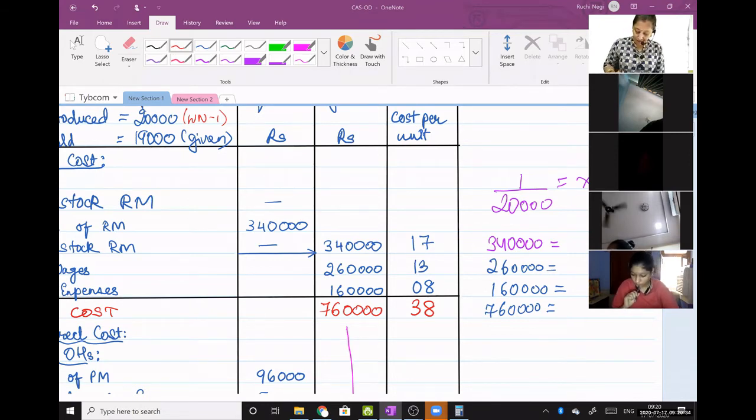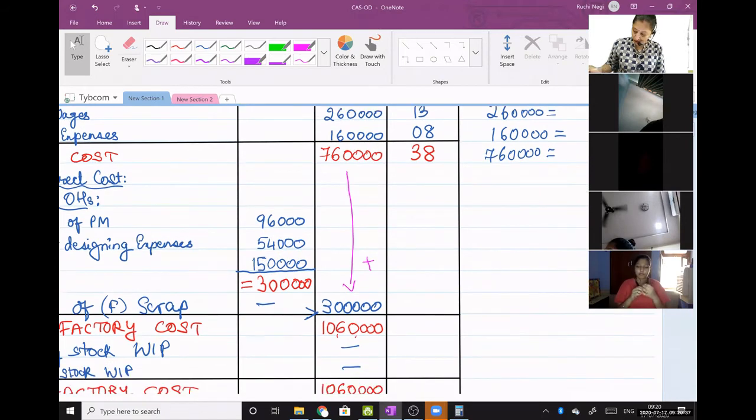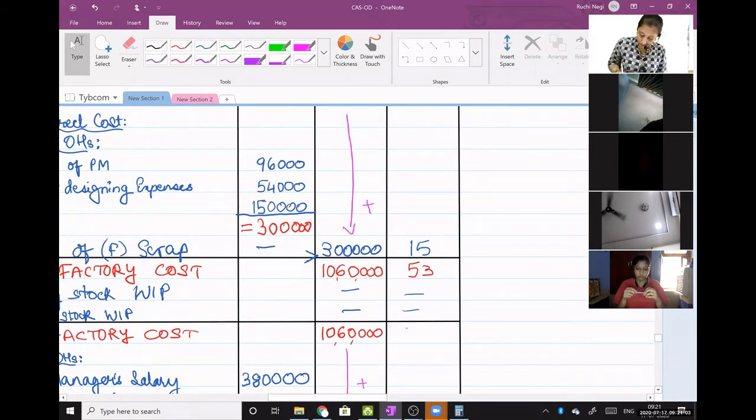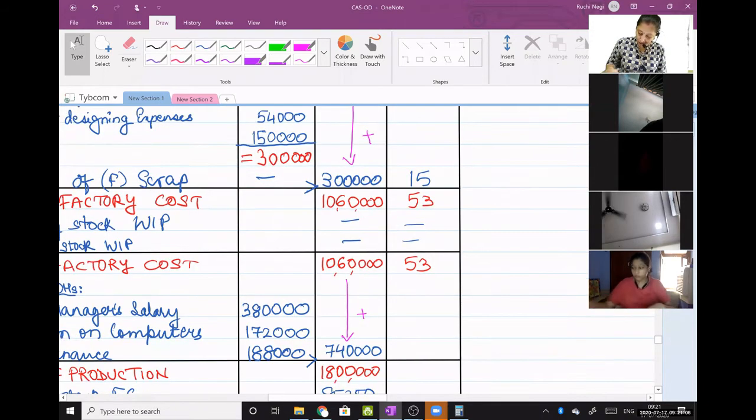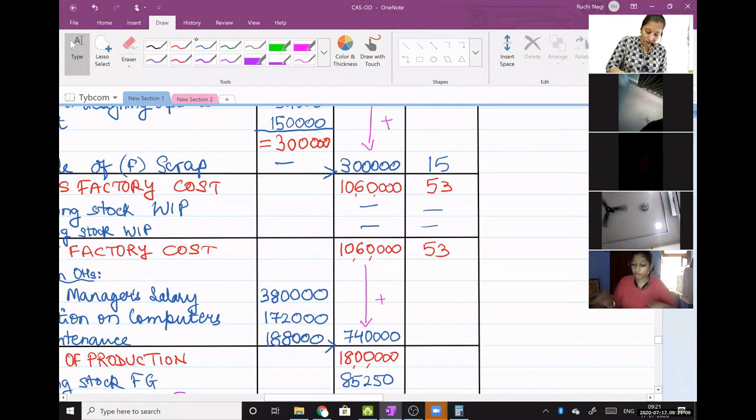Keep continuing. Next, 3,00,000. Type 3 lakhs, that's equal to 15. Then type 10 lakh 60, that's equal to 53. Same 53. Next, type 7 lakh 40, press equal to 37. Type 18 lakhs, press equal to, my answer is 90. We'll stop till here.